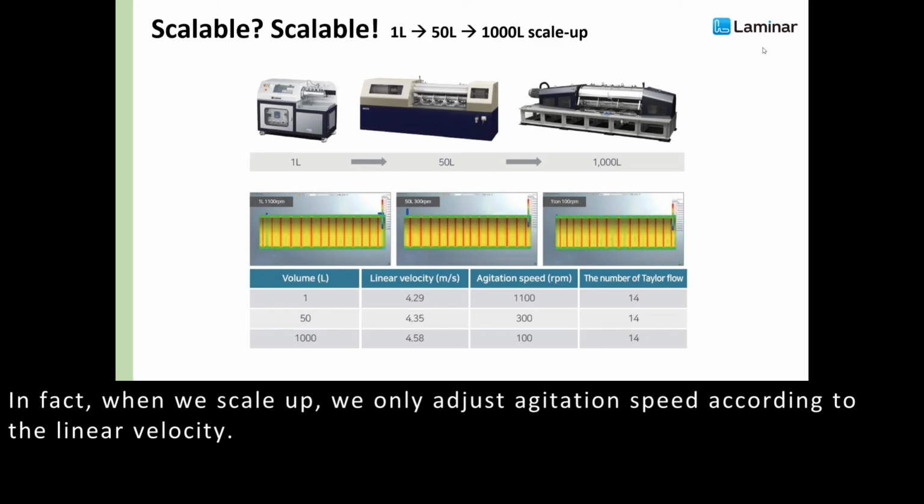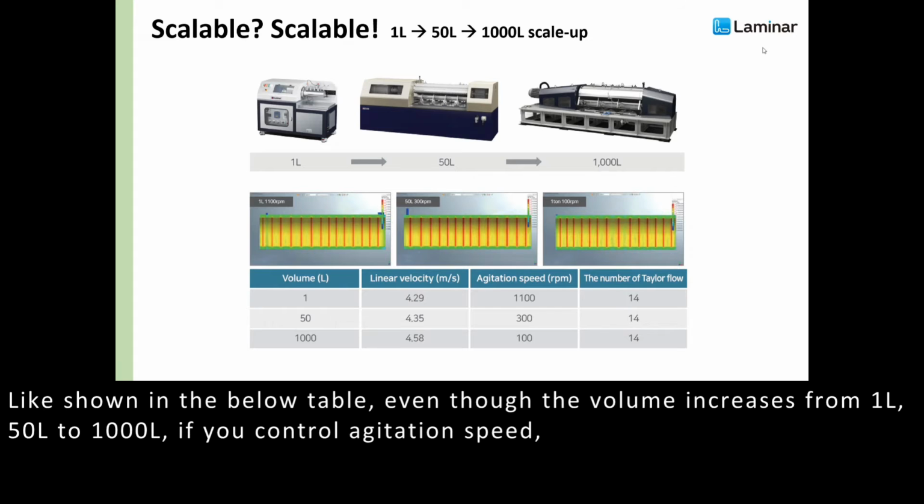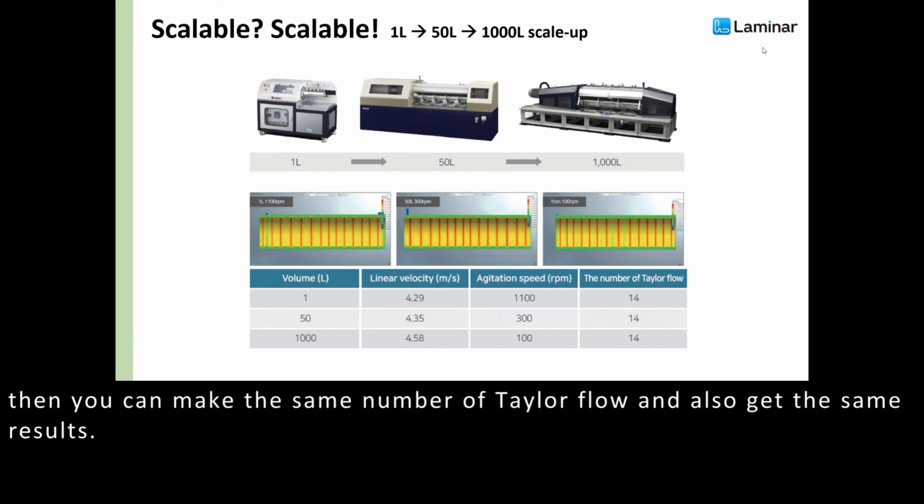In fact, when we scale up, we only adjust agitation speed according to the linear velocity. Like shown in the below table, even though the volume increases from 1 liter, 50 liter to 1000 liter, if you control agitation speed, then you can make the same number of the Taylor flow and also get the same results.